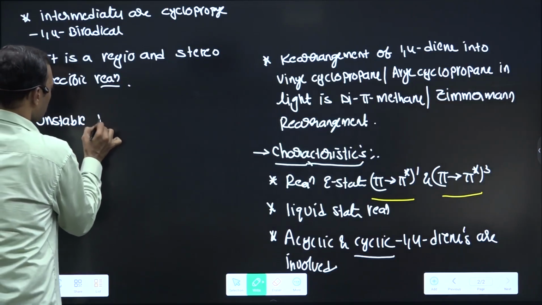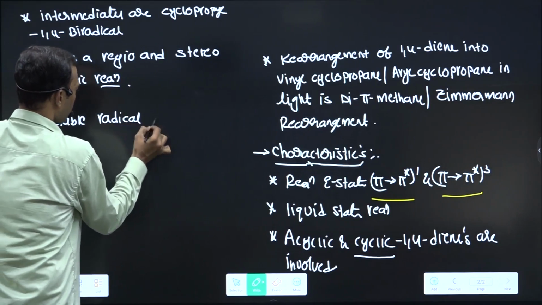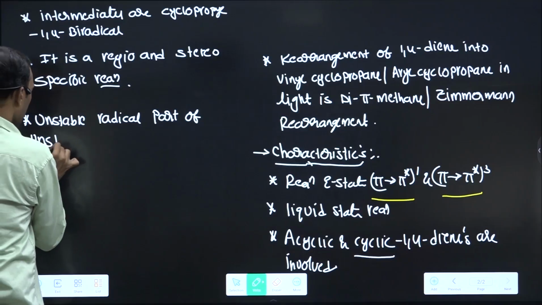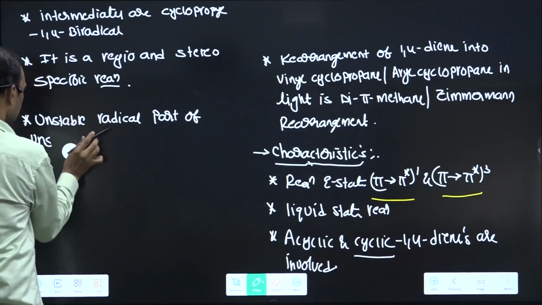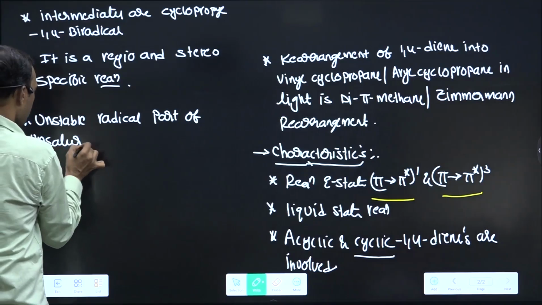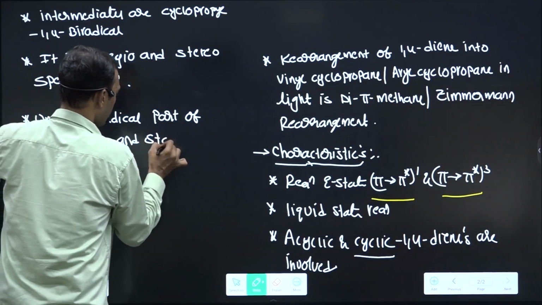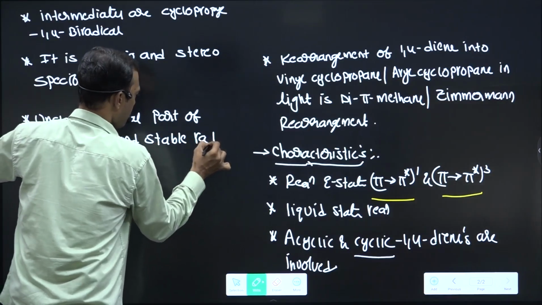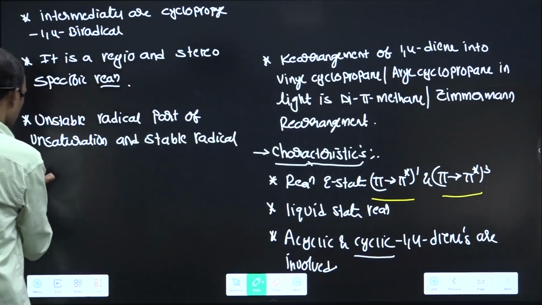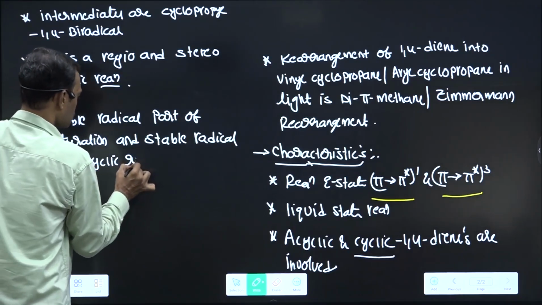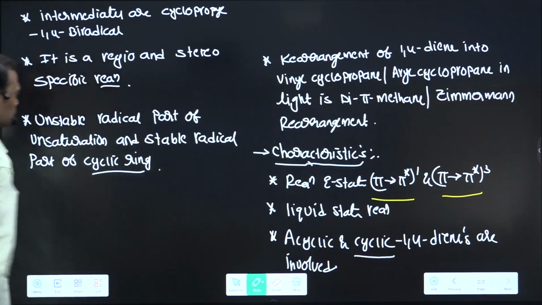See, unstable radical, part of unsaturation, and stable radical, part of cyclic ring. So this point is a shortcut. This is only shortcut for you. So now you will get 1,4 biradical or not?